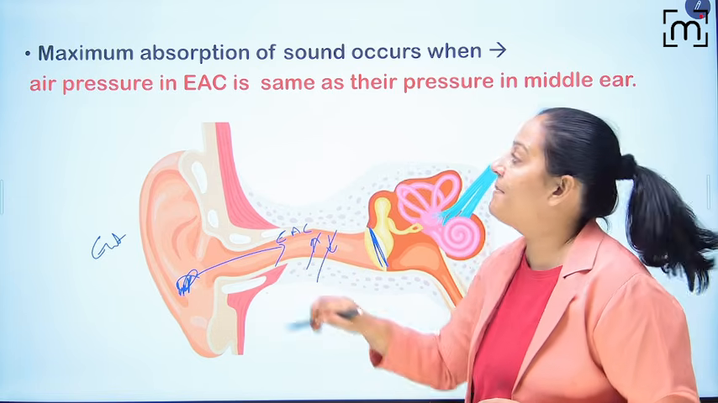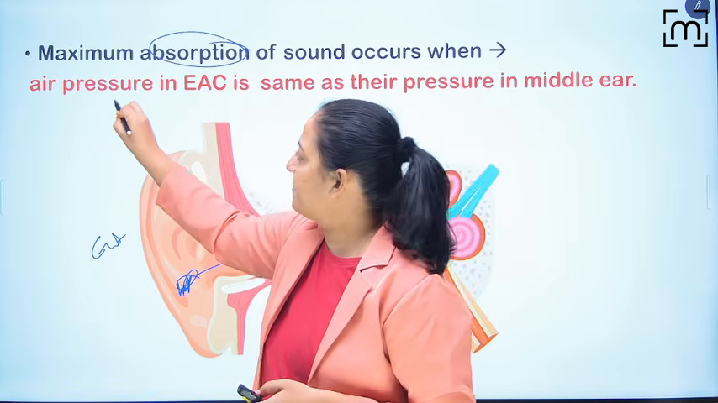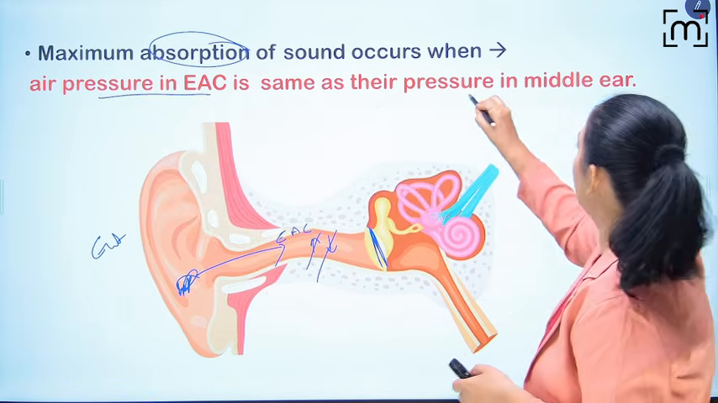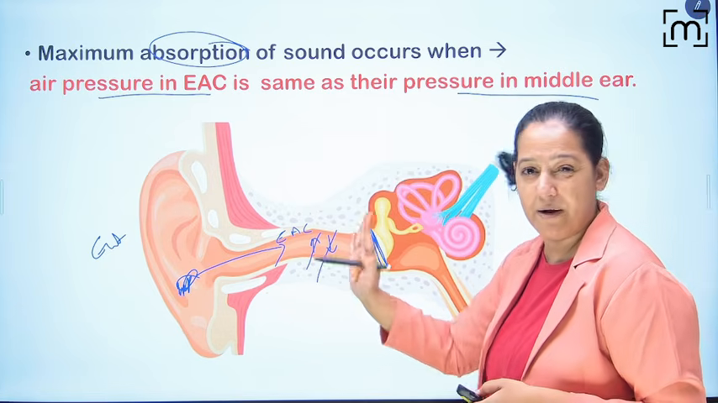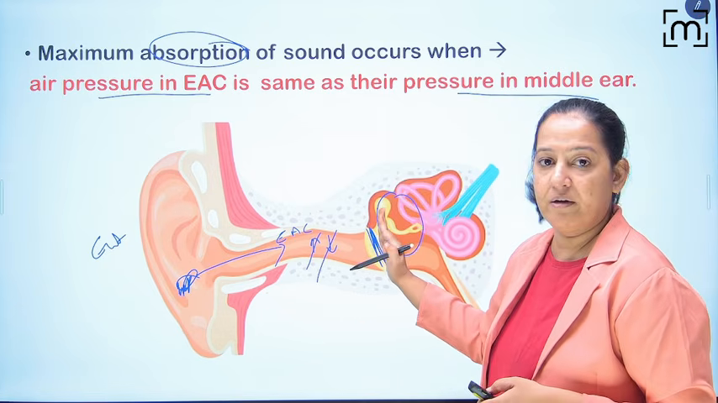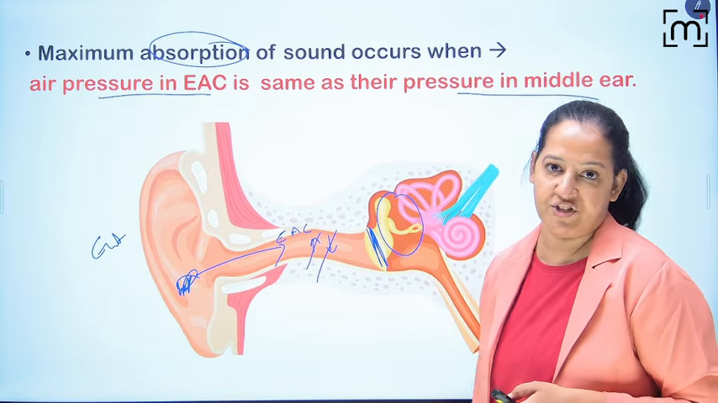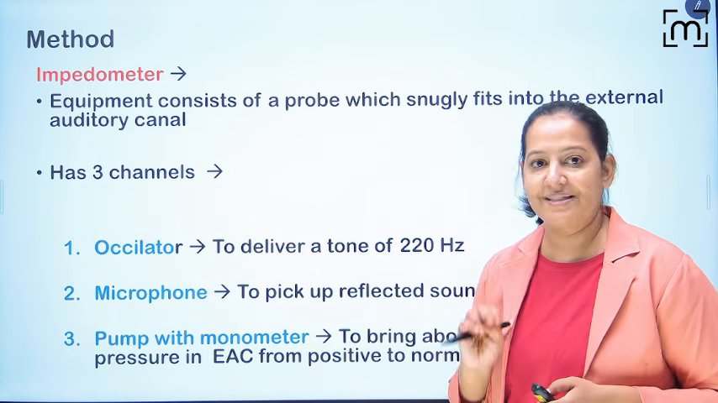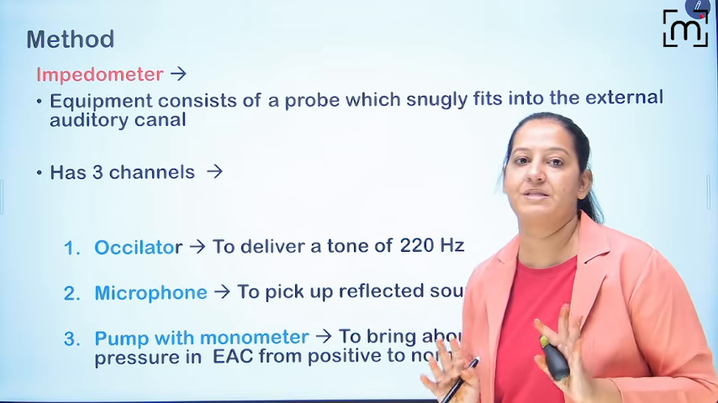You are getting my point? Maximum absorption occurs when the pressure in the EAC is the same as that of, not environment, I'm sorry, the pressure in the EAC is the same as that of the middle ear. Pressure on both sides of the tympanic membrane is the same, then maximum absorption. This is the second principle. So if you learn both principles, now see the method.